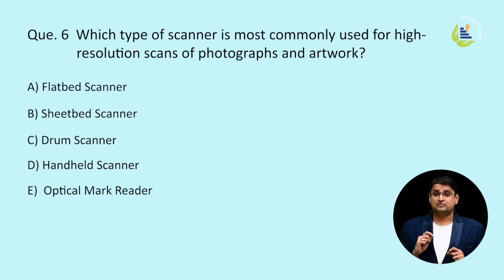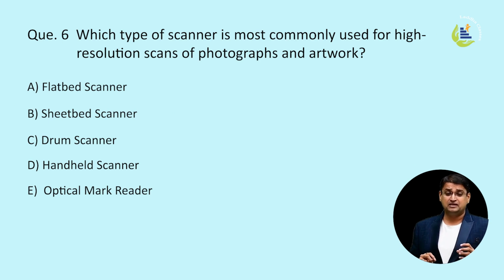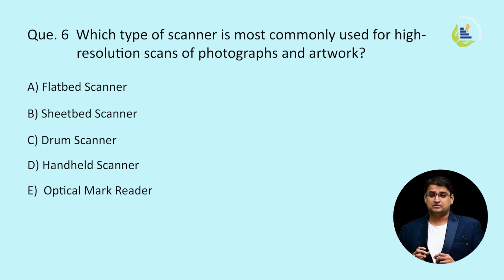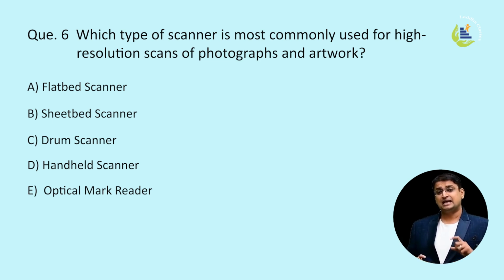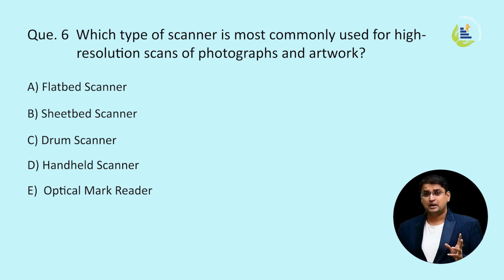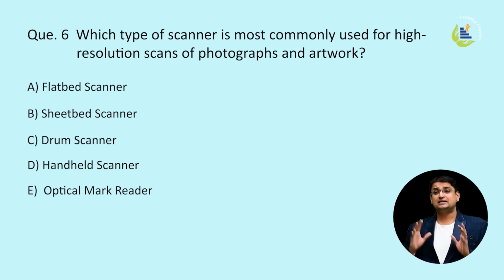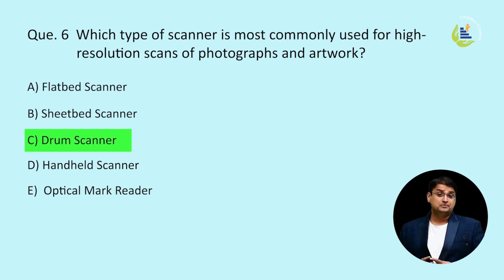Question 6. Which type of scanner is most commonly used for high resolution scans of photographs and artwork? Options are flatbed scanner, sheet fed scanner, drum scanner, handheld scanner, optical mark reader. Correct answer option is C, drum scanner.